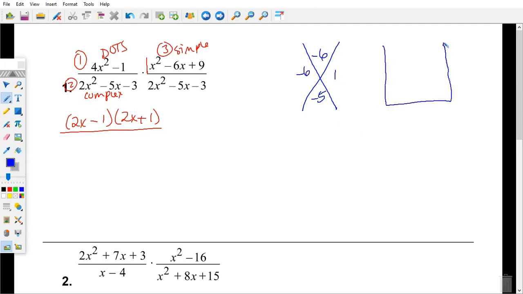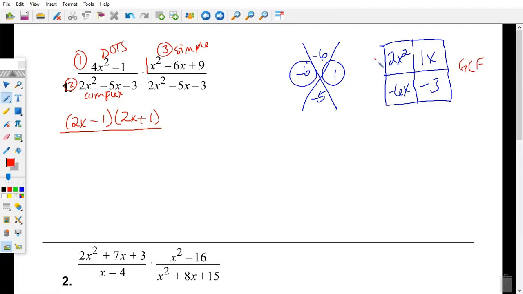Again, you could do grouping or the box, but I've noticed more people use the box than grouping. In the box, your first term goes in the first box, so we have 2x squared. Your last term goes in the last box. Your x marks the spot of everything else. It doesn't matter where the 1 or the negative 6 go. All we're doing is GCF all the way around. What is the GCF of the first row? All right, x, good job.